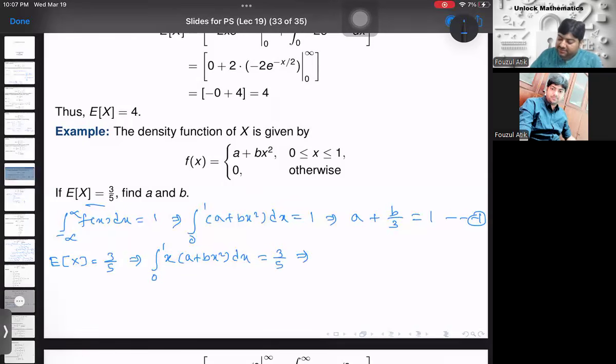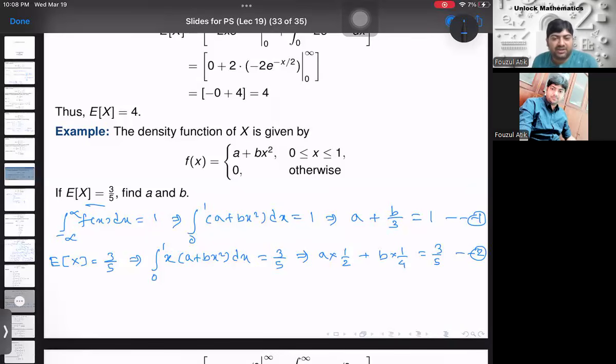Now if I do the integration, a into x dx gives a into x square by 2, and if you put the limit between 0 and 1, it will be a into 1 by 2, plus b into x cube dx, that means x to the power 4 by 4 integration. After doing the integration, b into x to the power 4 by 4, and if you put the limits 0 and 1, it will become b into 1 by 4. This is equal to 3 by 5. So this is equation 2.